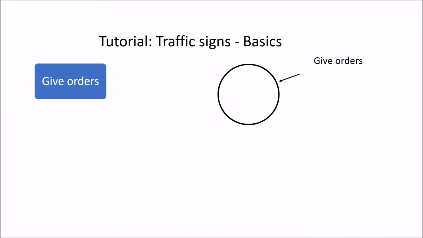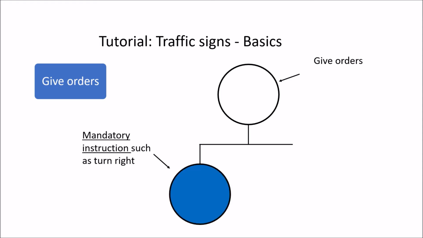The first ones are the give order signs. The give order signs are always represented by circles. And there are two kinds of circle. The first one is the blue circle. The blue circles are used to represent mandatory instructions such as turn right or turn left, or they might be used to represent a mandatory bicycle lane.